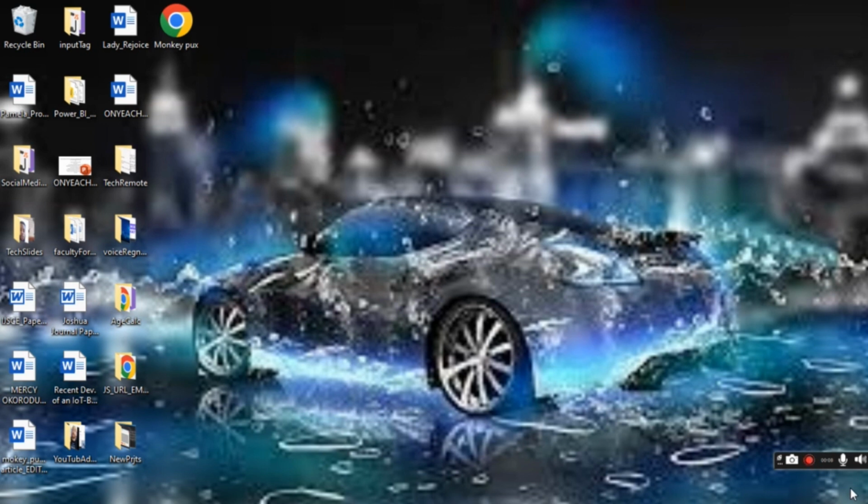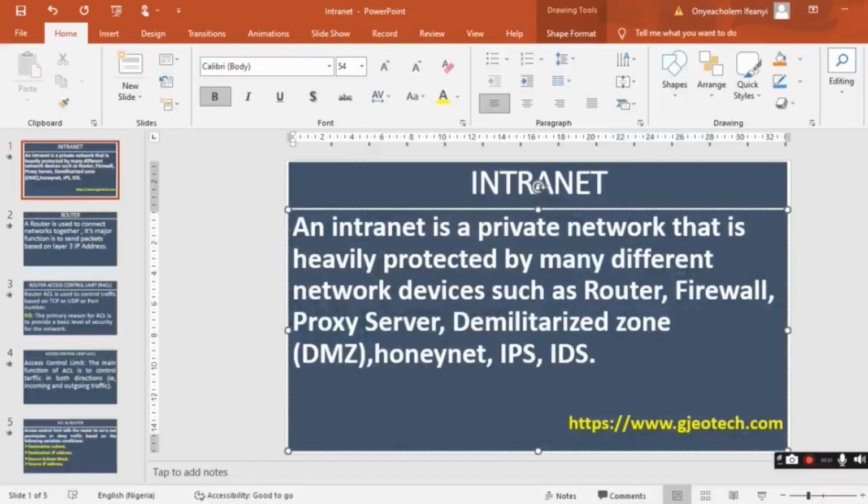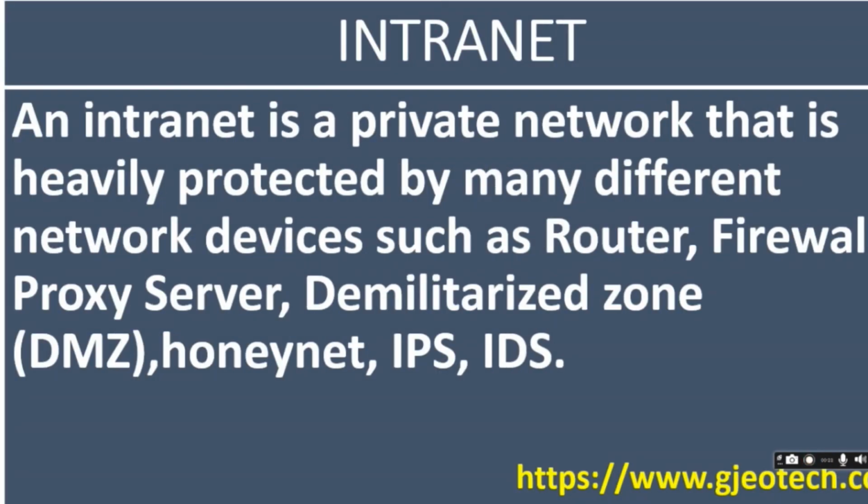We are running a series on IT related topics all this while, and today we will be looking at a very interesting one, which is under network security. And when we talk about network security, I want us to look at a topic known as the intranet. What is an intranet?